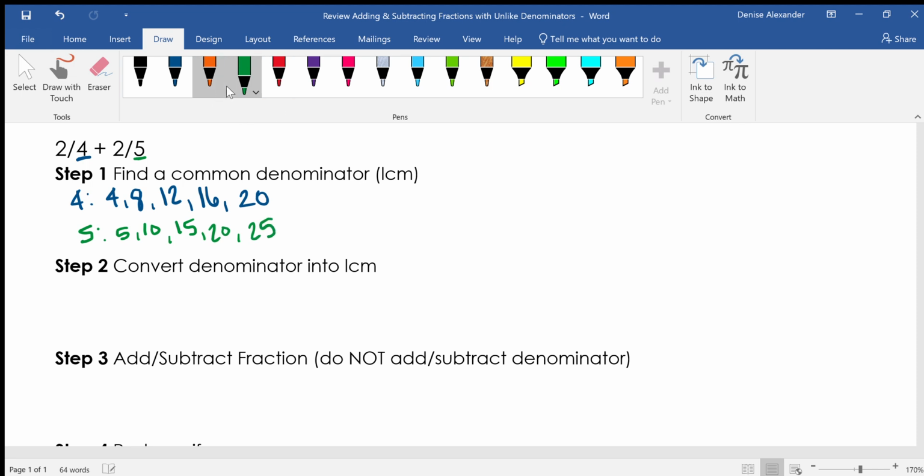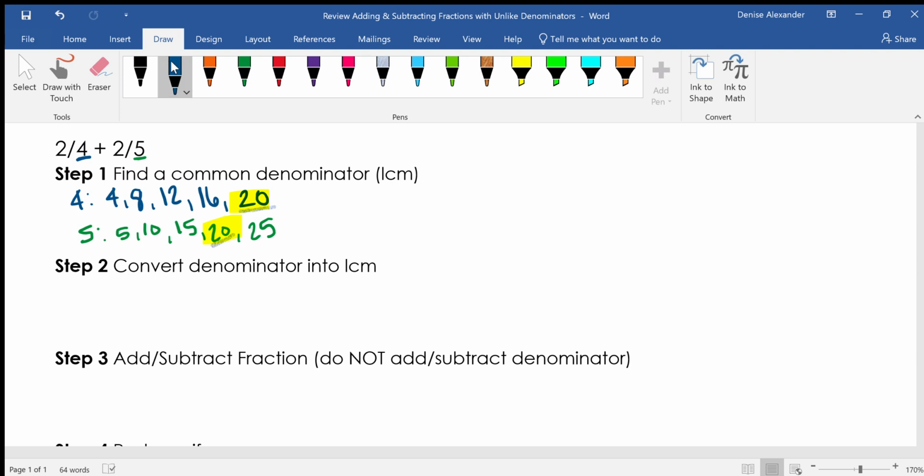Now I'm going to look and see if there's any multiples that are common. So what is my least common multiple? That means what's the number that they both go into that's the smallest number? And it looks like it is 20. So do you see how I'm underlining 20? I could also be, as we do on our worksheets, highlighting 20. Make sure you understand it's 20 we're looking for.